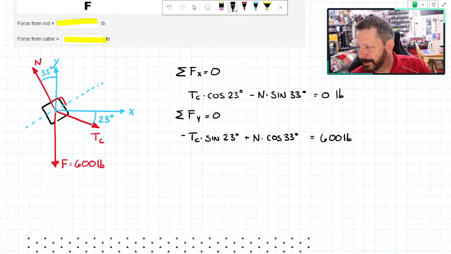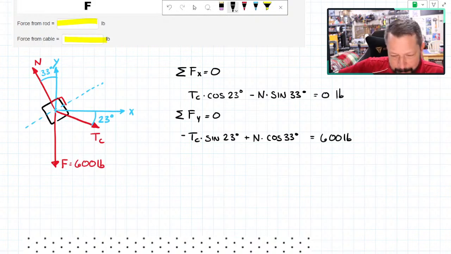Yes, somebody put the SOHCAHTOA mnemonic in the chat for the sine, cosine, and tangent definitions. That is true. I didn't learn it that way, but I have heard that, and it's correct.